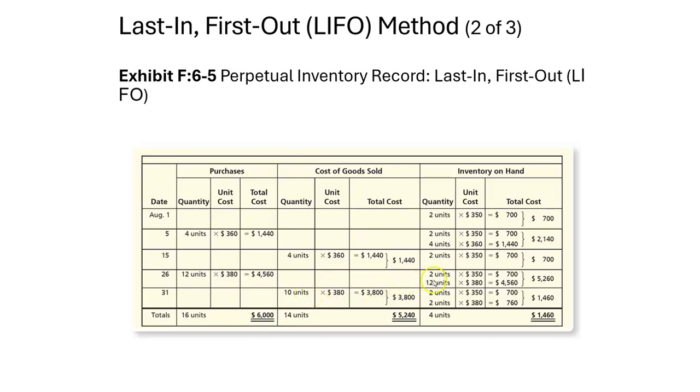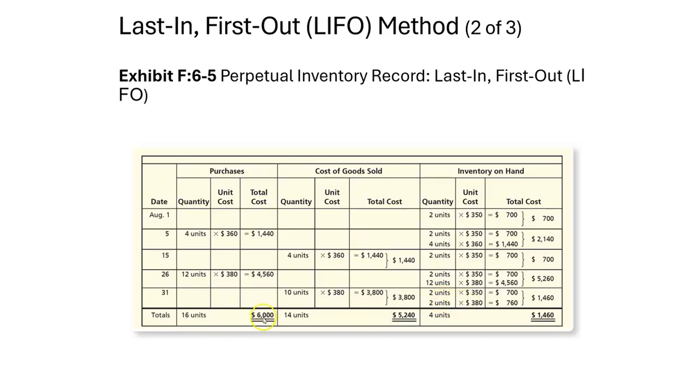Now I have 10 units to sell because I'm taking from the bottom layer. So I take 10 units from the bottom layer. The cost is $380. I multiply it out for $3,800, which now I've sold 10 out of these 12 units. So I bring down my old 2 units at $350, and I have 2 units left from this 12 units after I sold the 10, 2 units at $380.